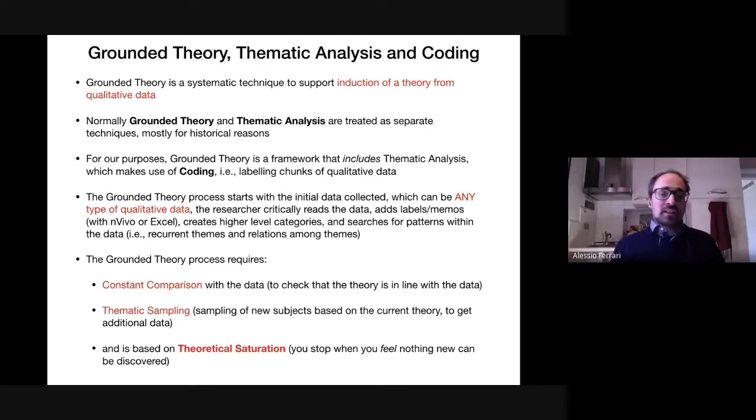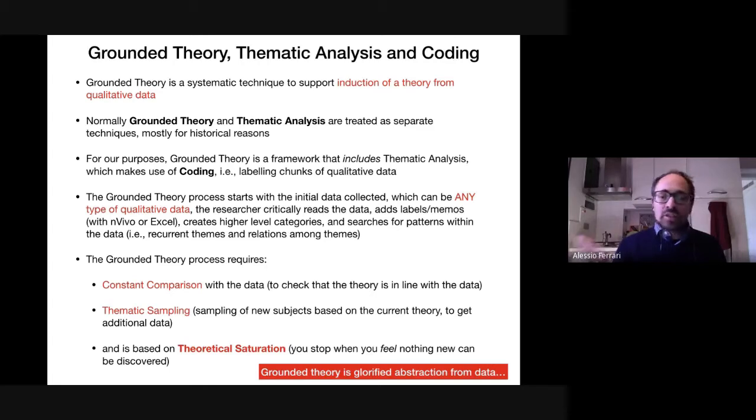And it's based on theoretical saturation. So as I said, you stop when you feel nothing new can be discovered. So you stop your data collection activity, because grounded theory is not just for the analysis, but with thematic sampling, it involves also the data collection activity, because it drives you towards the collection of additional data. Of course, the core part is the analysis part.